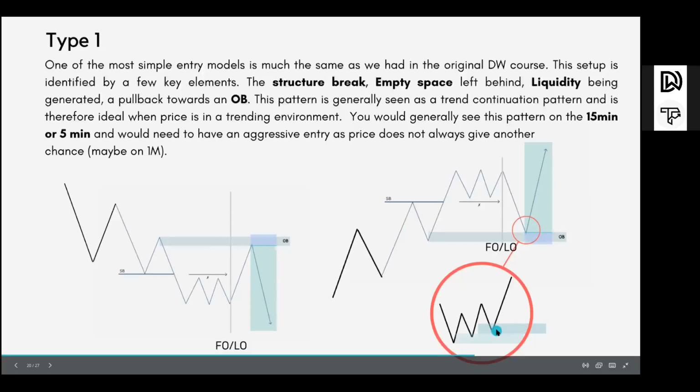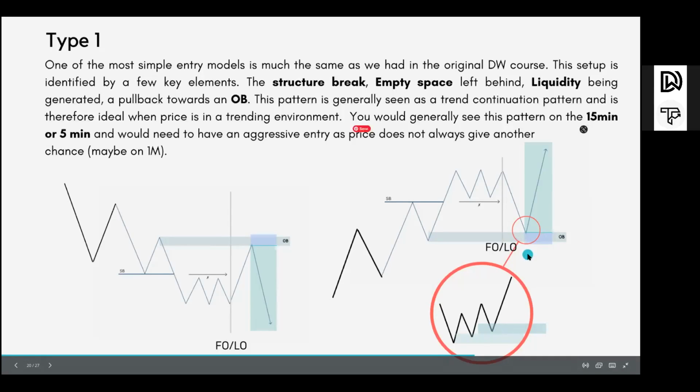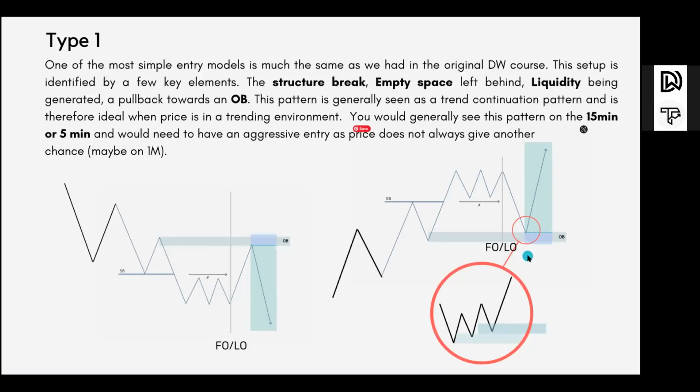That can then be seen as a confirmation entry, and that will be your confirmation. Whereas you can mostly enter as a risk entry on these types of entries. And we had a setup like this on GU this week. We'll go into that a bit later. So that is type 1.